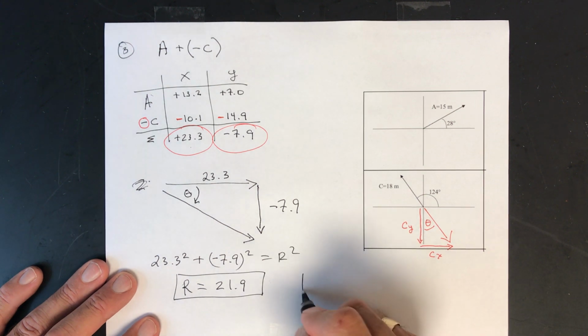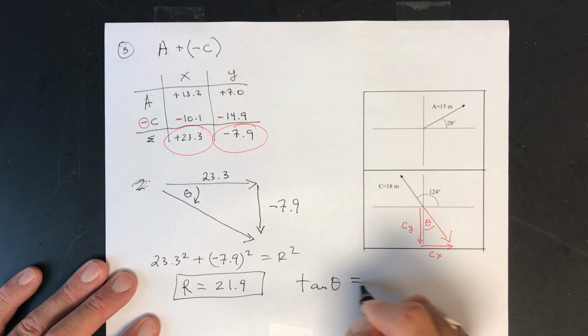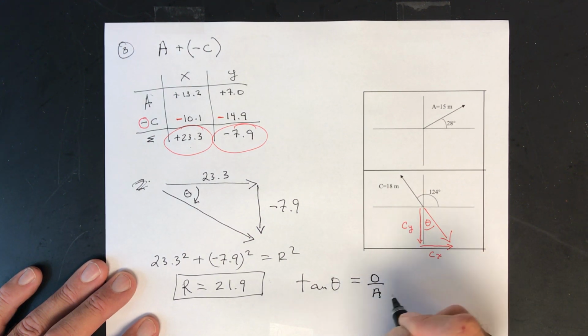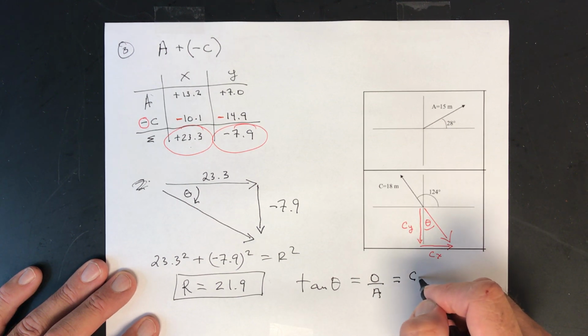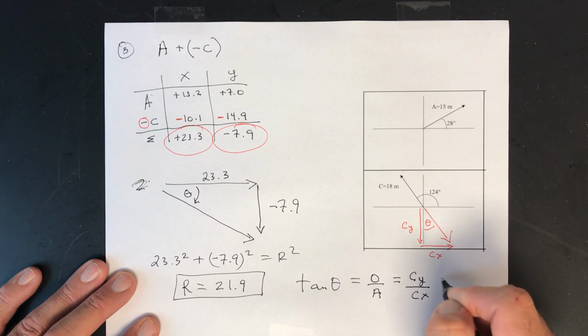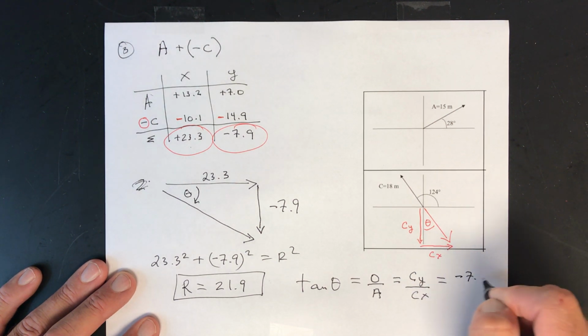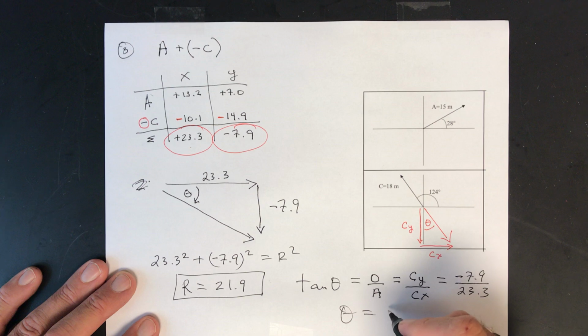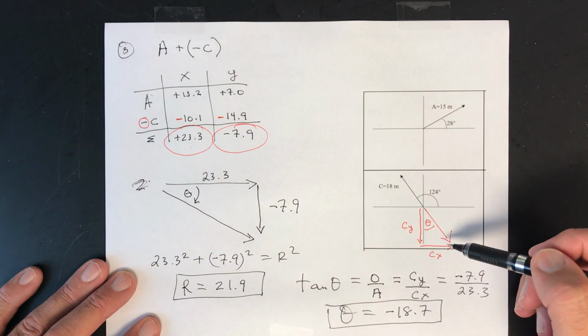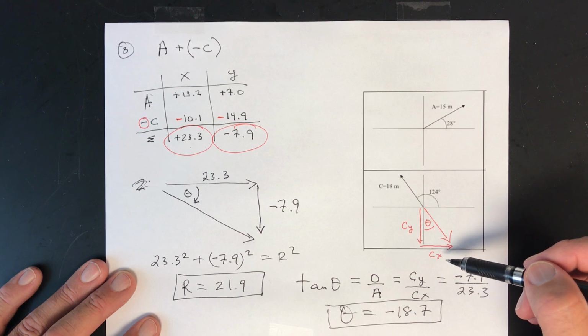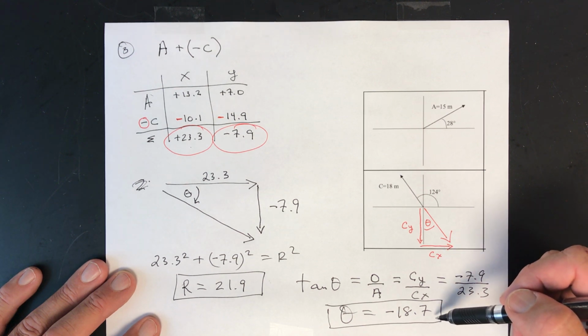And the angle again, we would have tan of theta is equal to opposite over adjacent, right? Which in this case, the opposite is going to be equal to cy divided by cx, which is equal to negative 7.9 over 23.3. So theta works out to negative 18.7. Now you may wonder, well, what does the negative mean? Well, all that means is that one of the two vectors is negative. So the calculation works out negative.